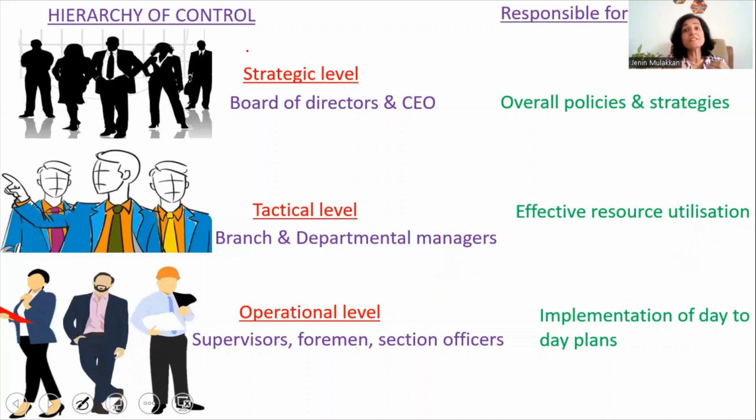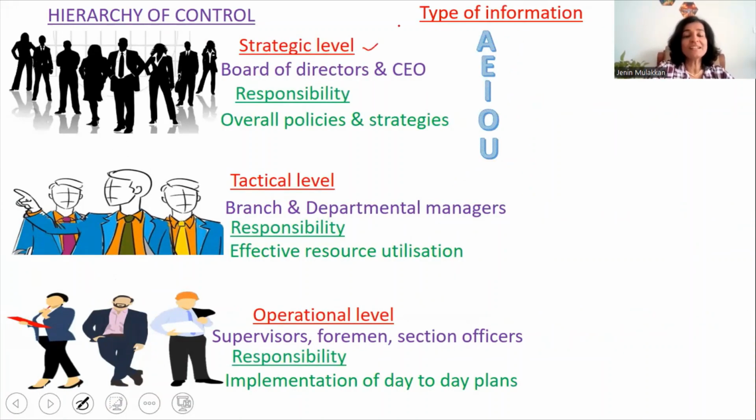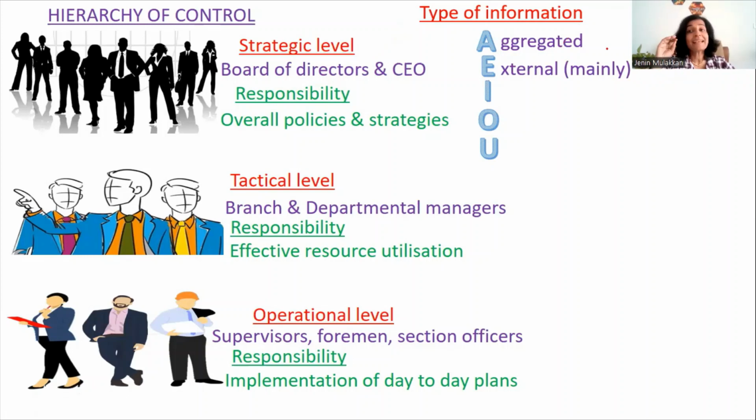Due to this difference, the information requirement for all these levels will also be different. So as far as the strategic level is concerned, they want all the reports to be summarized. They don't have time to go through all these detailed reports. So the type of information that is required is aggregated or it is summarized. And external information is mainly required. That is, what are the competitors doing? What does the customer say about our product?